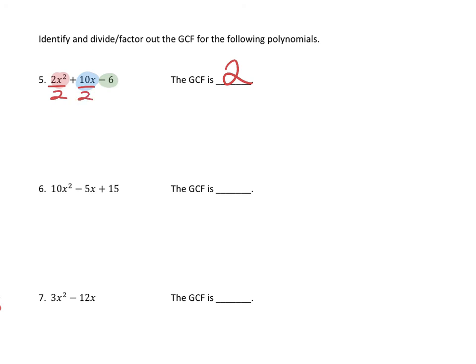And now if I want to factor it out, remember we just divide it away from each of those pieces and write what's left behind. 2x squared divided by 2 is going to be x squared. 10x divided by 2, well, that's 5x. And negative 6 divided by 2 is negative 3. And voila, I have my GCF in the front and my leftovers on the inside. Again, that is not the proper term for them, but we're going to call them the leftovers.